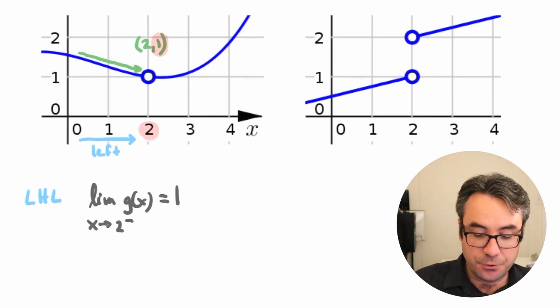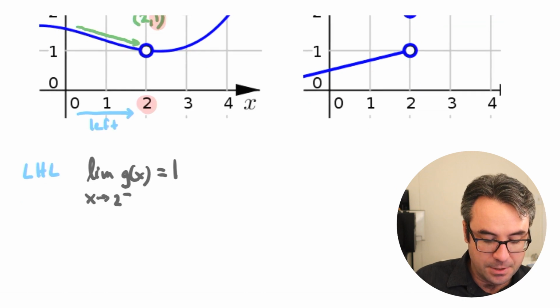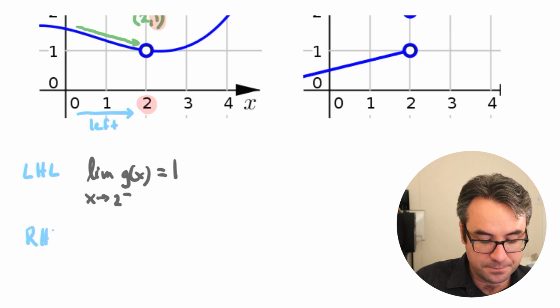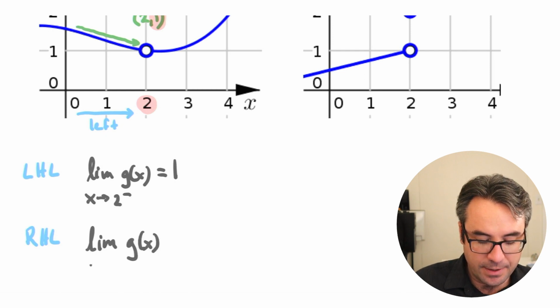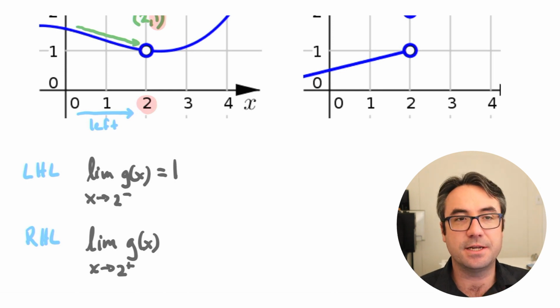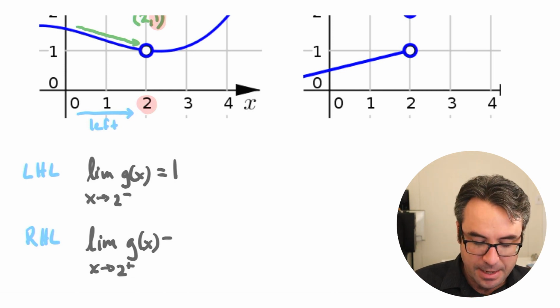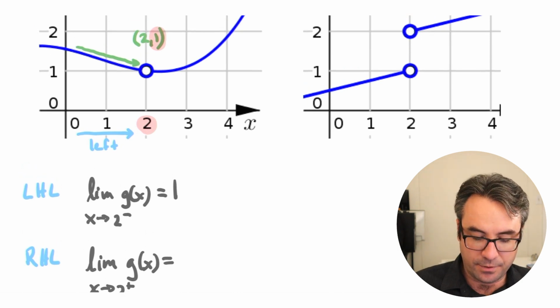Now we can also do the right-hand limit. We can look on the other side of our graph and see what's going on over there. Something completely different could be happening over there. For the right-hand limit, we're going to approach 2, and we'll put a little plus sign there to indicate that we're slightly bigger. We're on the right side. Let's see what's going on over there.